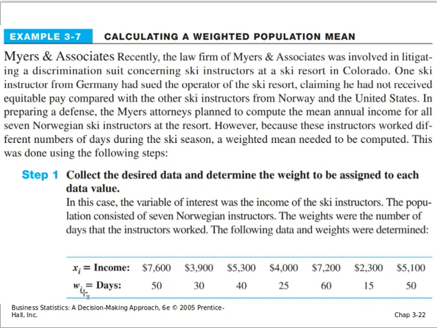For the days worked, this instructor worked 50 days. This instructor worked 30 days. This instructor worked 40. This one worked 25. This one worked 60. This one worked only 15. And this instructor worked for 50 days. And that's their salary from the resort for an entire year, with a varying number of days that they work.